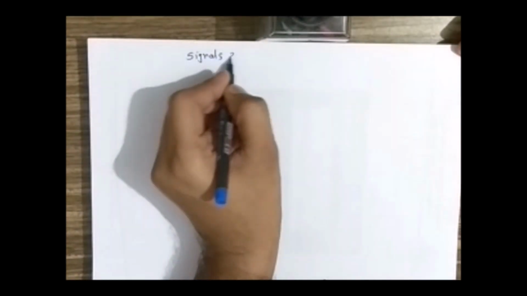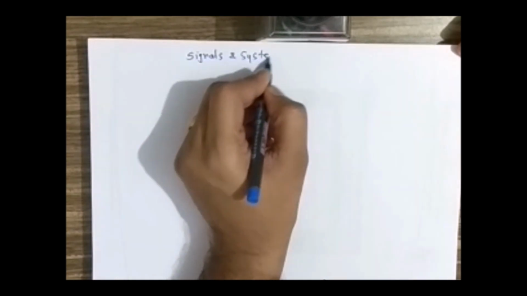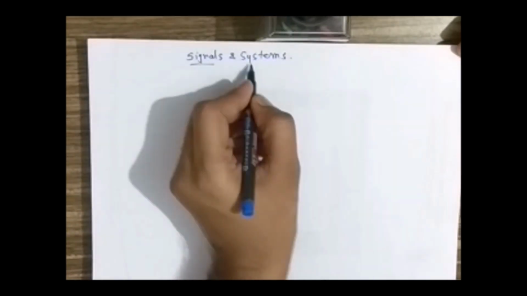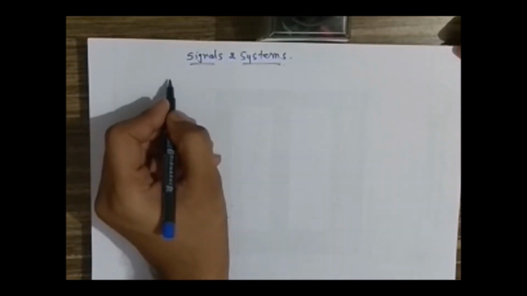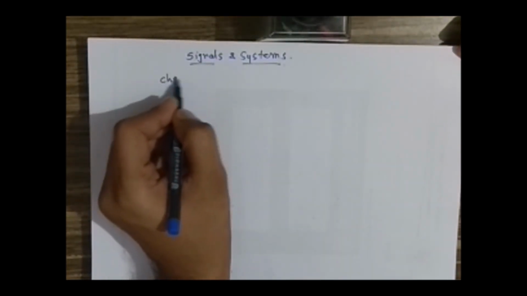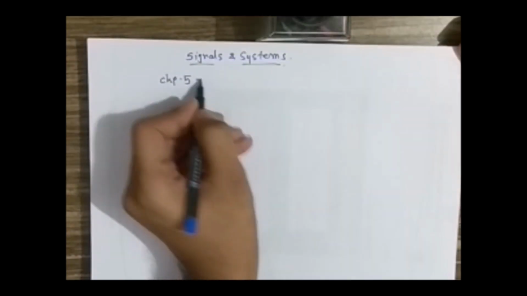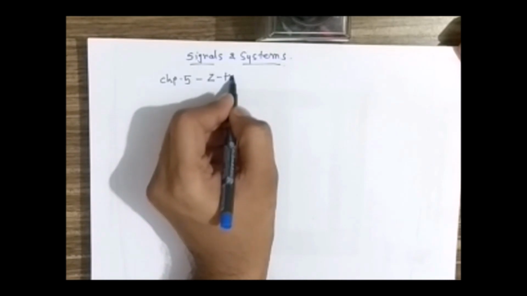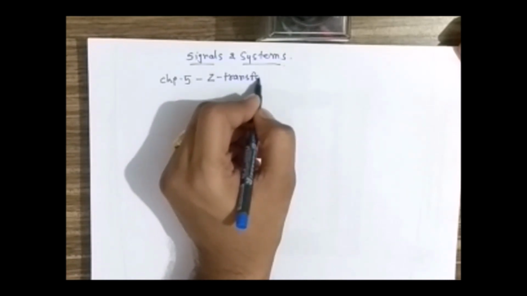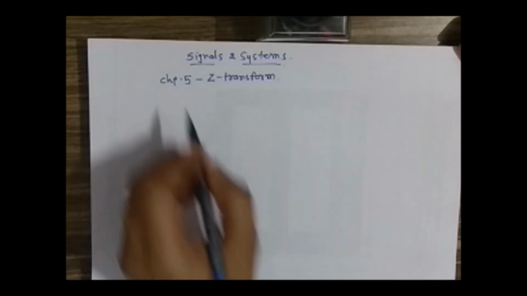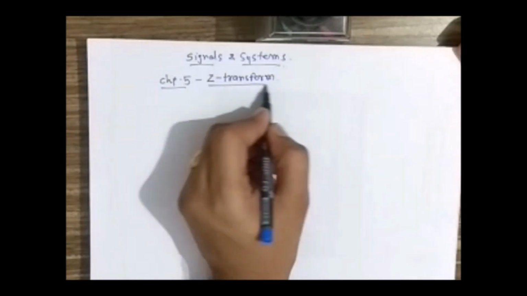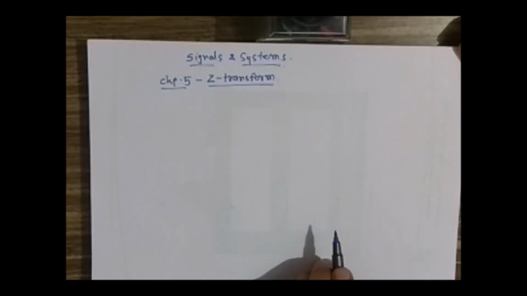Today we are going to start a discussion on signals and systems. So the chapter is 5th of GTU University syllabus, the Z Transform. So let us discuss what we mean by Z transform.